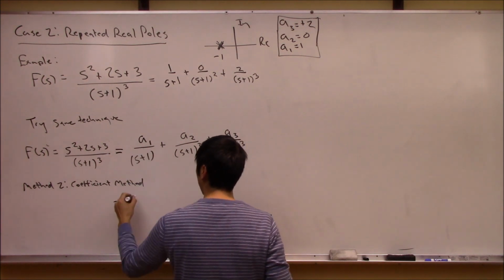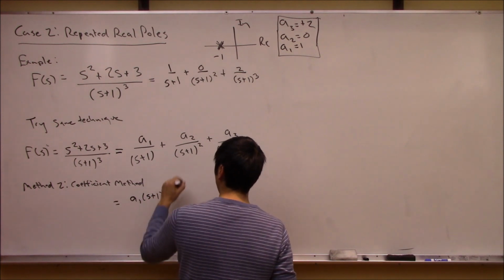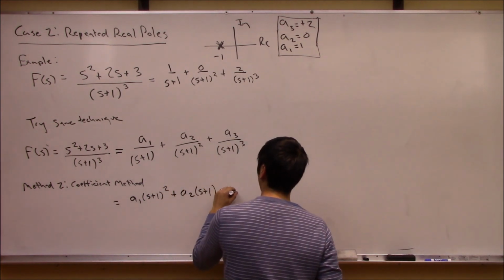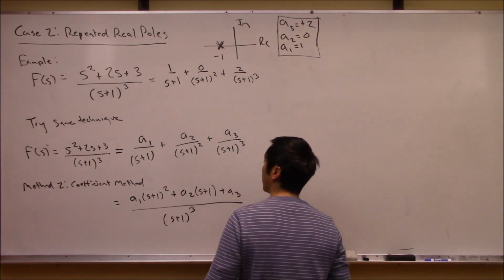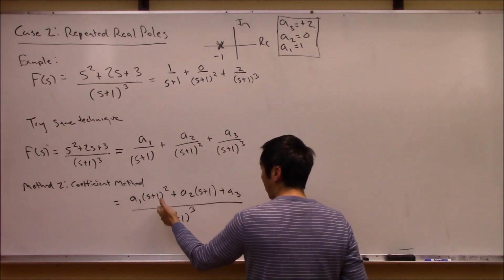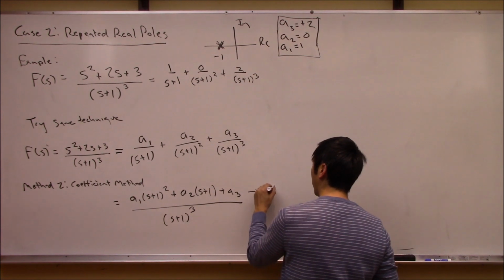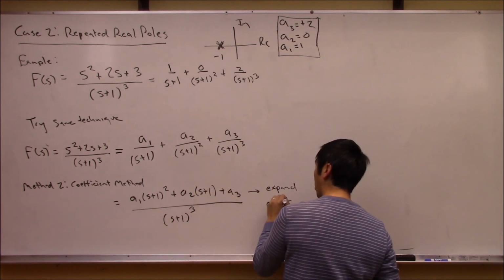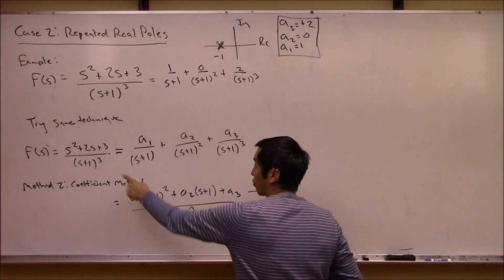So this needs to be a1 (s plus 1) squared plus a2 (s plus 1) plus a3, all over (s plus 1) cubed, right? So that's a common denominator on this side. We play the exact same game: you take this numerator expression, expand it, collect coefficients, and then compare the coefficients of s in descending order. So that's what you'll end up with.